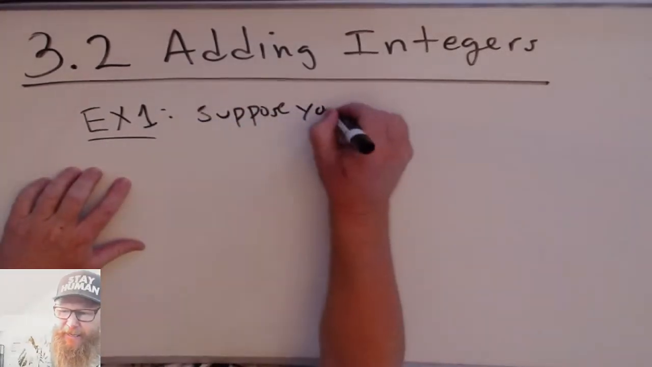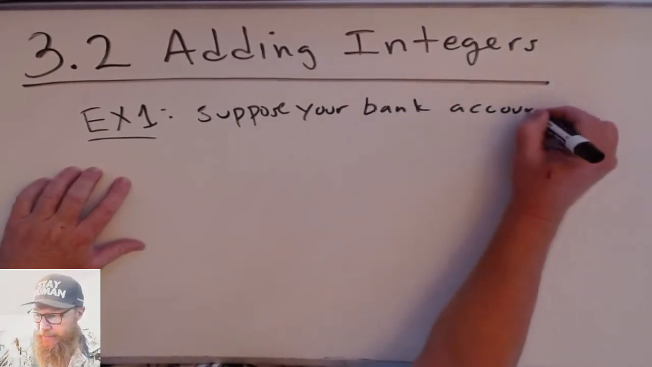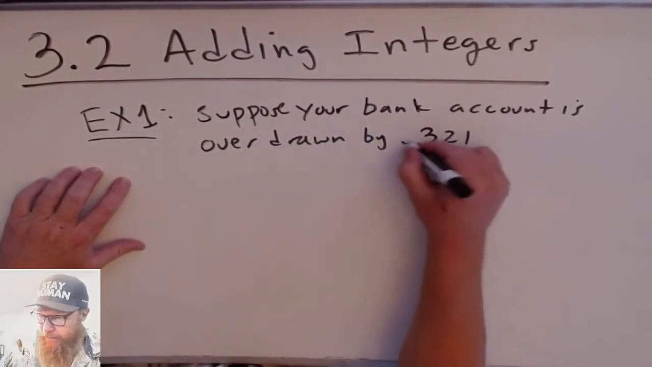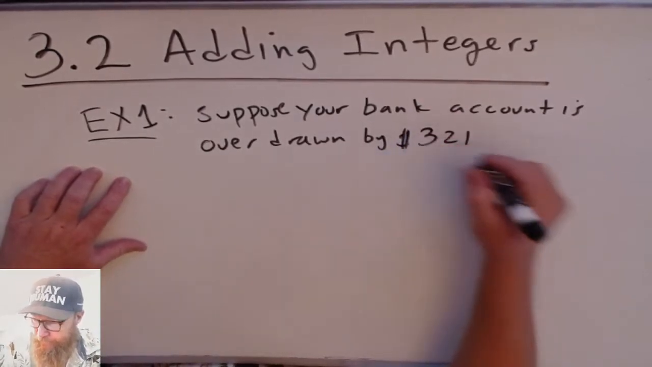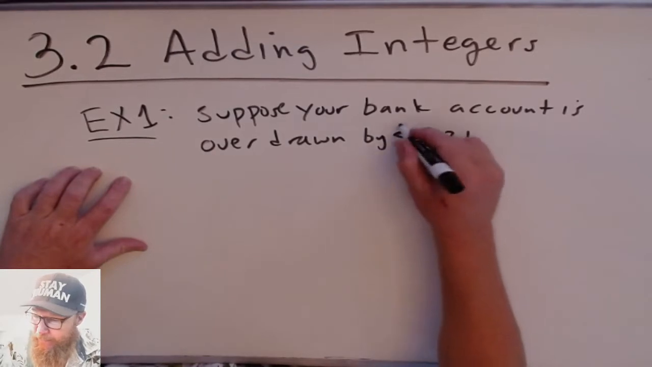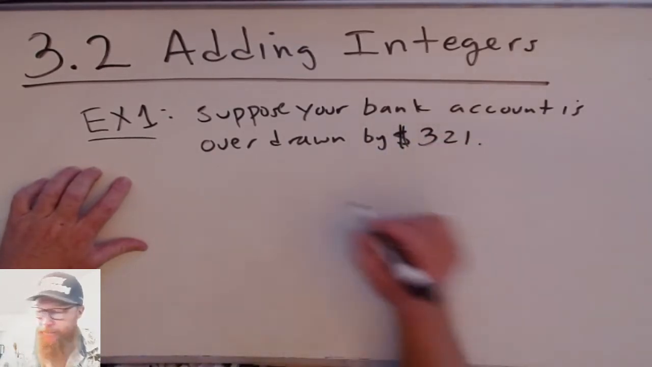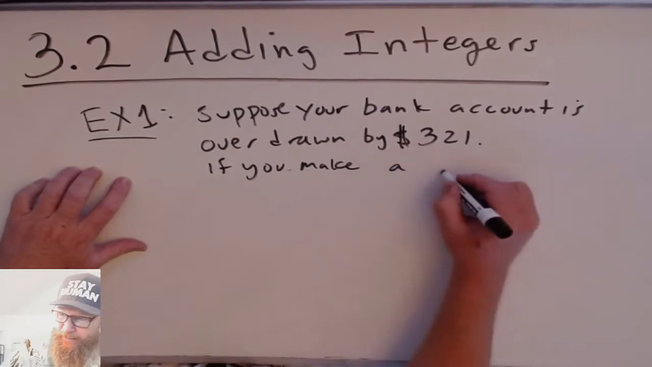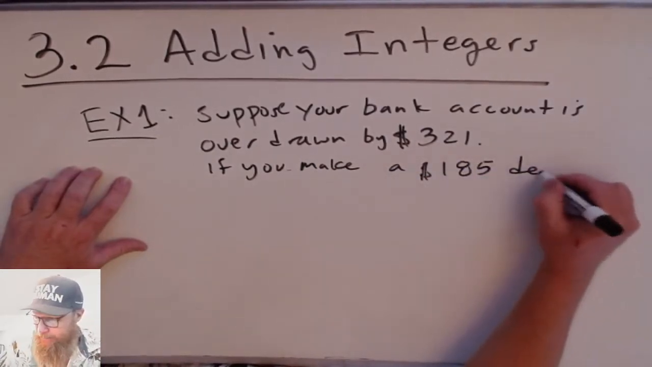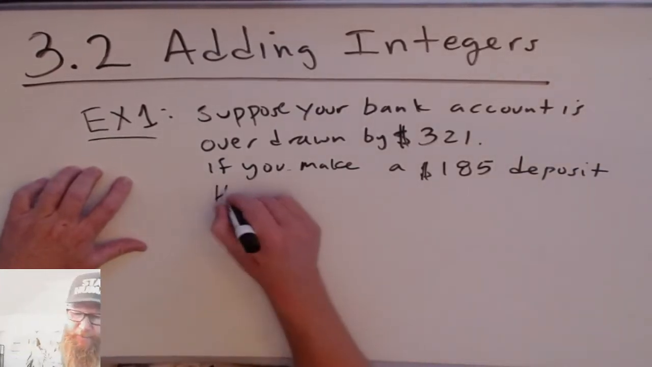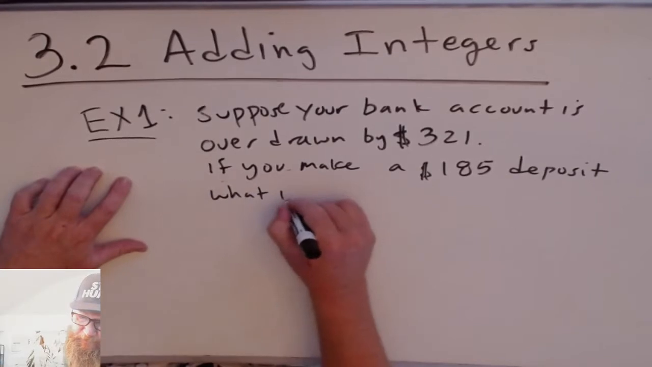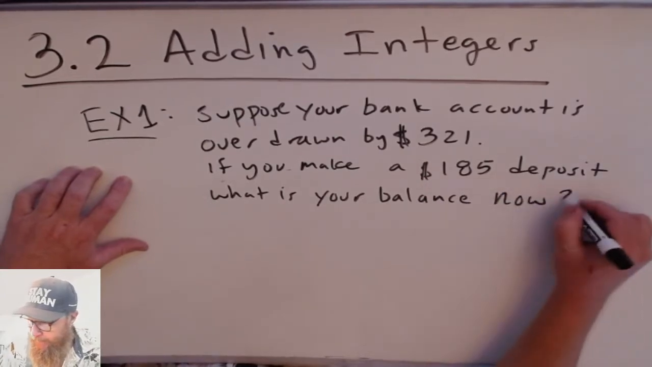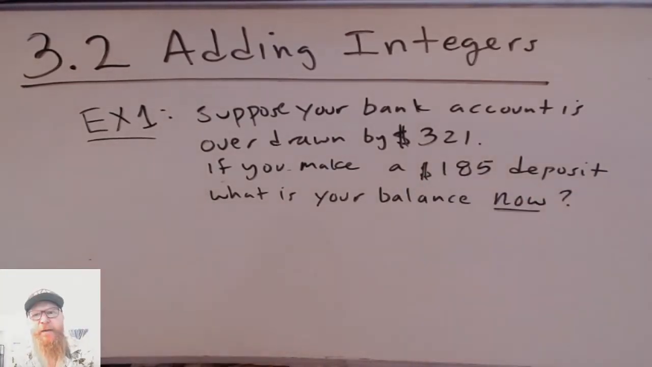So suppose your bank account is overdrawn by $321. That's supposed to be a dollar sign. If you make a $185 deposit, how much money do you have now? What is your current bank balance? And when I say now, I'm assuming after you've made the deposit.